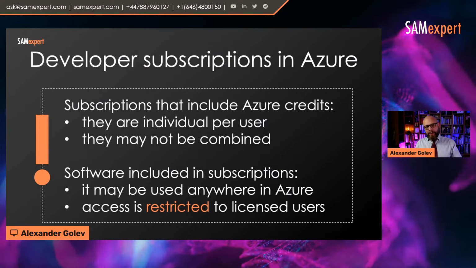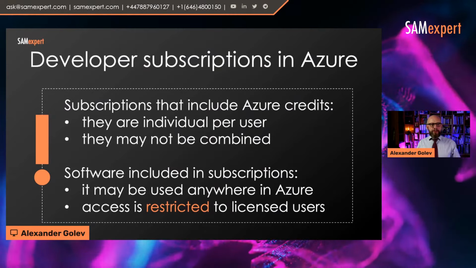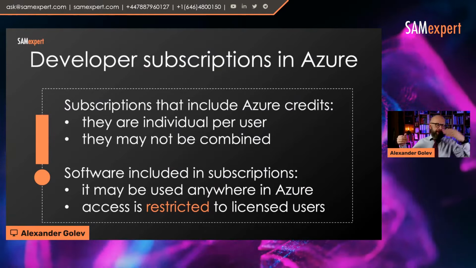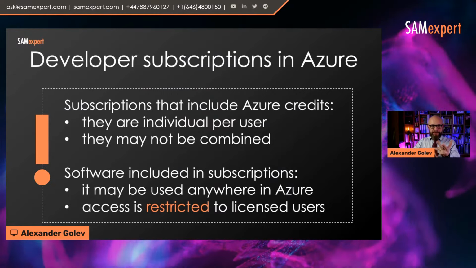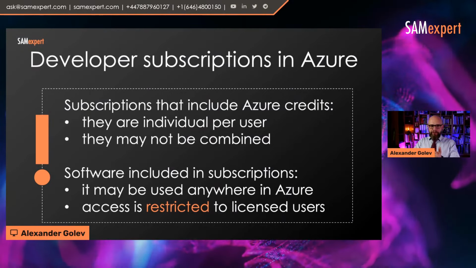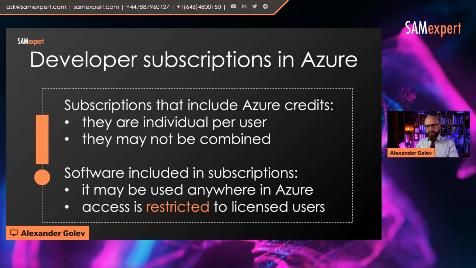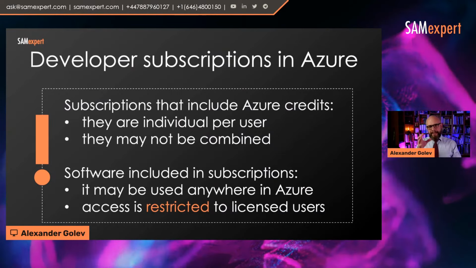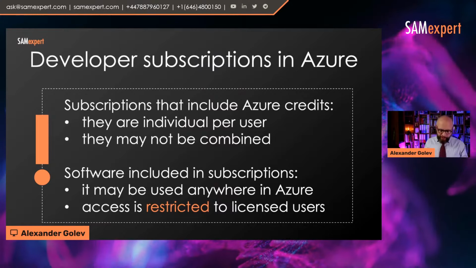The other thing about Azure MSDN use is that any dev/test software that comes with subscriptions, say SQL Server or anything like that, as long as you use it for development, design, demonstration, and test purposes, and all the users accessing those Azure VMs are also licensed with an appropriate subscription, that's absolutely fine. It may be used anywhere in Azure, no limitations. But again, access is restricted to those licensed users. And UAT, by the way.